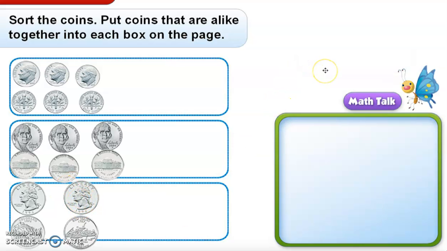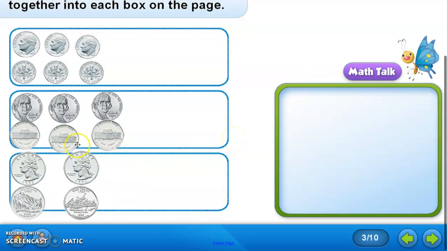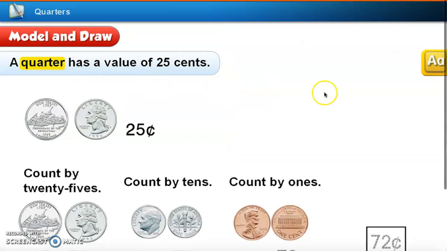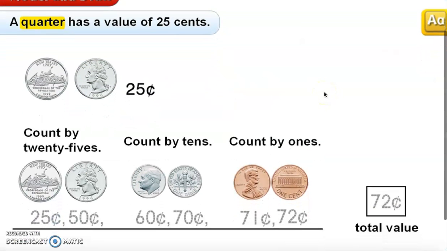And again, it's the biggest coin. So if you see a coin that's bigger than all the others, you know that that's a quarter, and it's worth 25 cents. Okay, so we just sorted some of our coins. So great job.